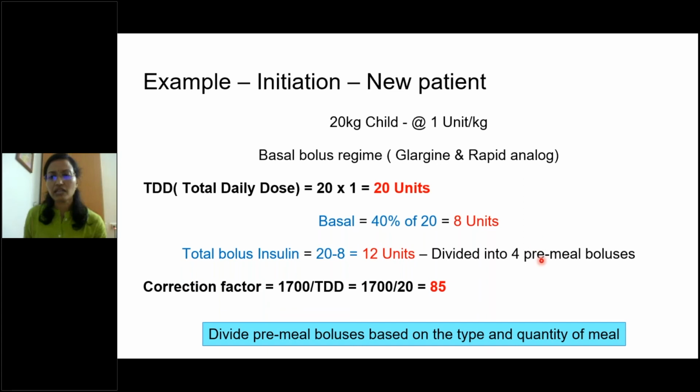How to divide the pre-meal boluses of the 12? Of the 12, you need to divide for breakfast, lunch, dinner, maybe evening snack. Look at what time the child is eating more and what time the child is eating less. If the child is eating more at breakfast and lunch, you would give a little more of this 12 at breakfast and lunch, and a little less for snack and dinner.